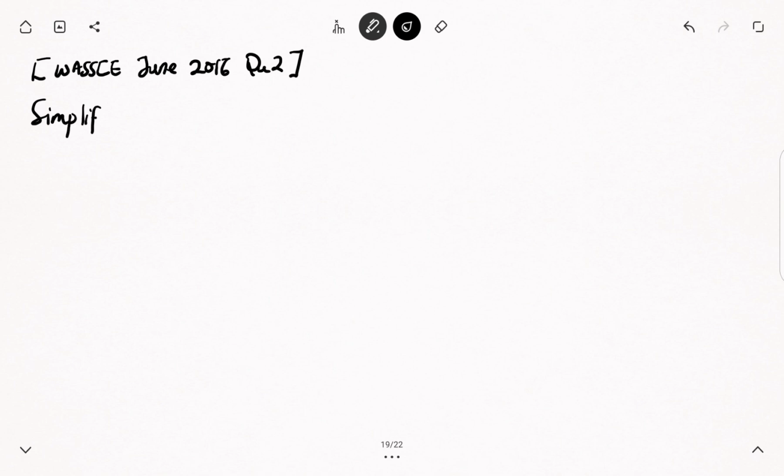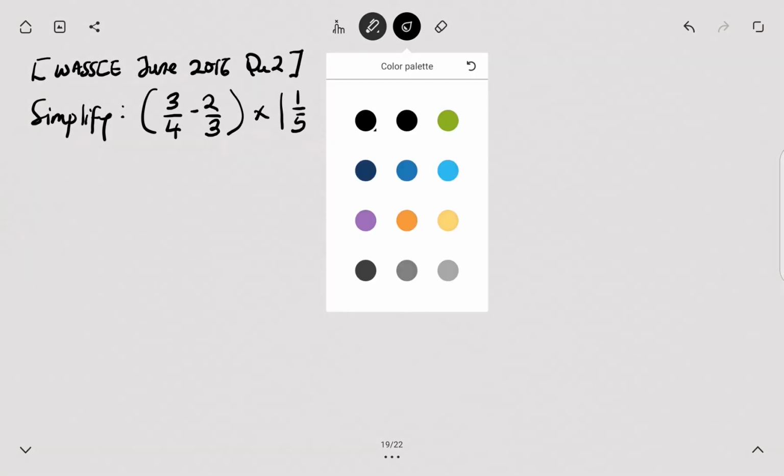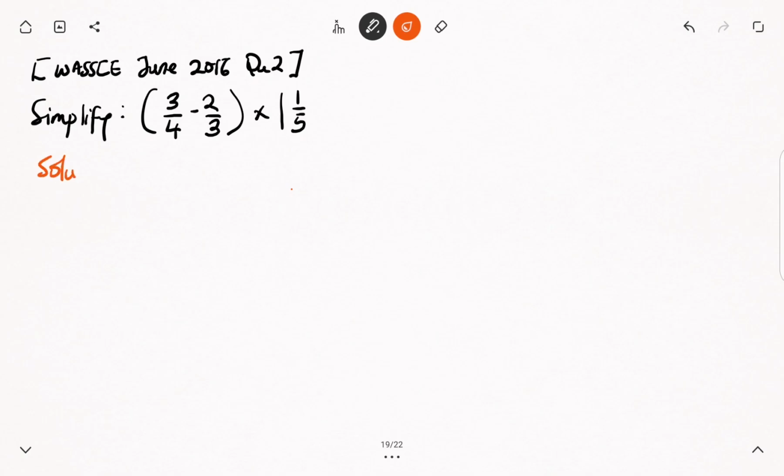Alright, let's have a look at the second expression. So this is the WASSCE June 2016 question number 2. So we have to simplify, in brackets, 3 over 4 minus 2 over 3, multiplied by 1 whole number 1 over 5. Alright, let's look at the solution to this problem.